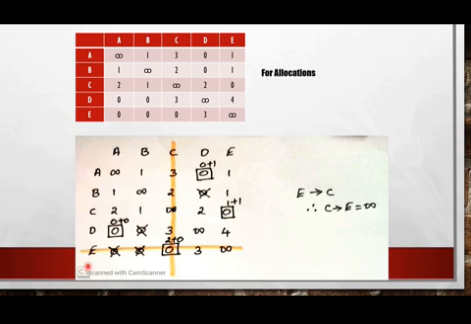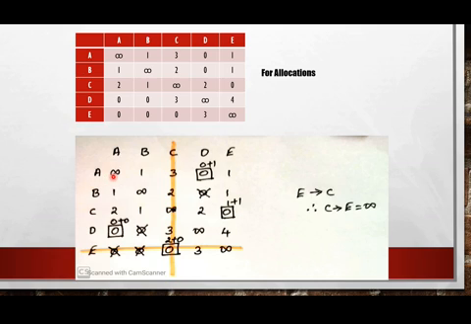Whether you travel from E to C or C to E, it is left to you. Arbitrarily, you can choose any, right? Out of these two, you can pick any. The answer will be the same. You need not worry. So I have chosen E to C. Okay, E to C I have chosen. Therefore, C to E becomes infinity.